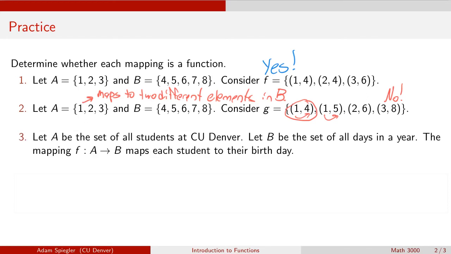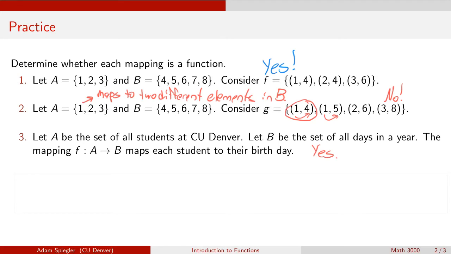Next, let's consider the following example. A is going to be the set of all students at CU Denver, and B is the set of all days in the year. Then we're going to consider the mapping from A to B, where each student is mapped to their birth date. And this would be a function. Again, what we want to make sure is each element in A is mapped to one element in B. Since each student has only one day that they were born on, each student in set A is going to be mapped to one date in set B. So that would be a function.